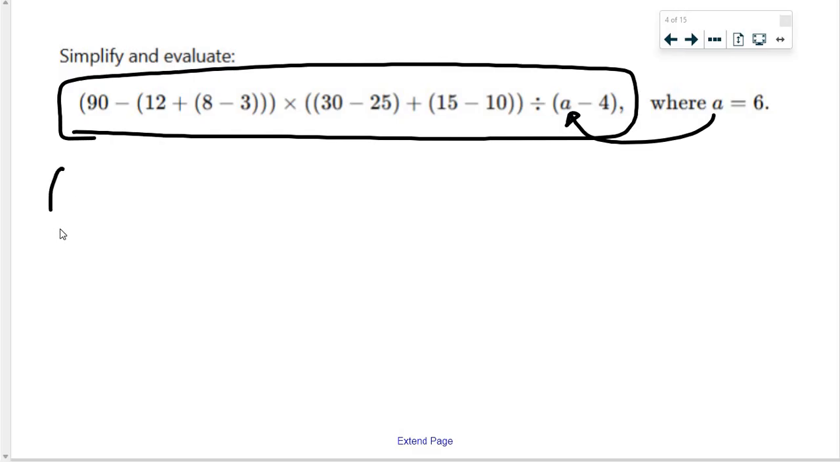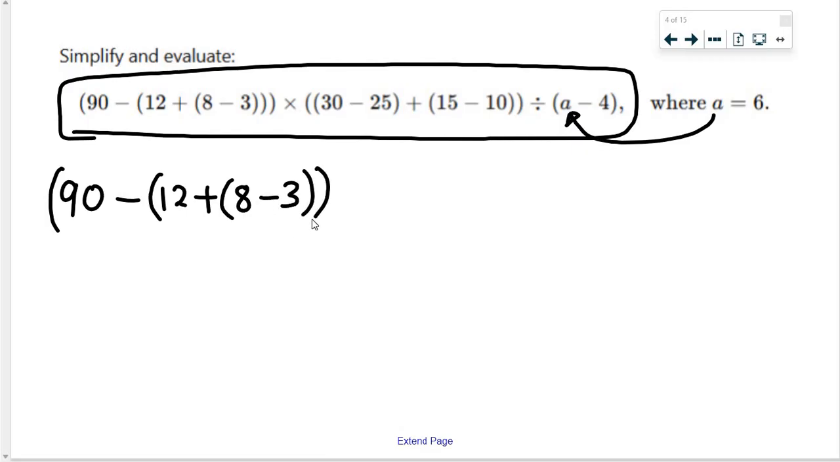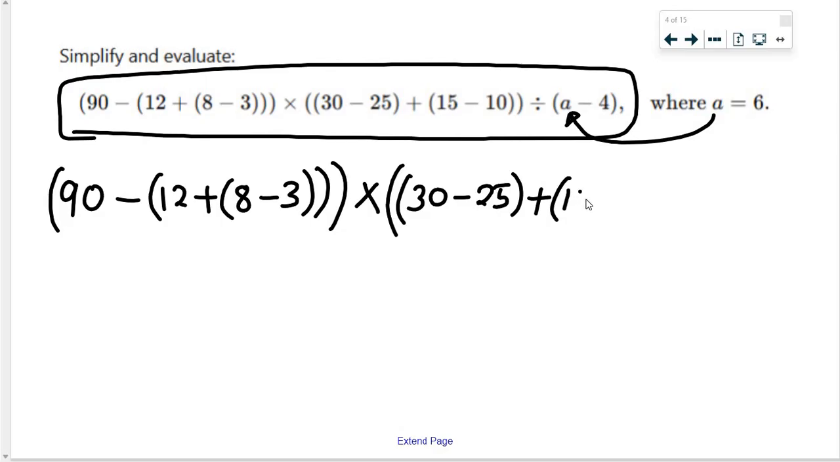All right? So this will be open bracket 90 minus open bracket again 12 plus open bracket 8 minus 3, close that bracket, close another bracket, close the second bracket. Then into open bracket, open another one, 30 minus 25, close bracket, plus open bracket, 15 minus 10, close bracket, divide by. When we reach A, we're going to replace A by 6.